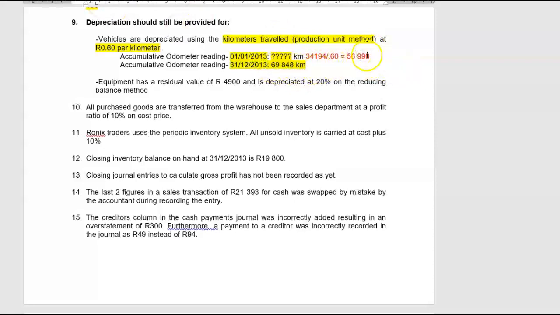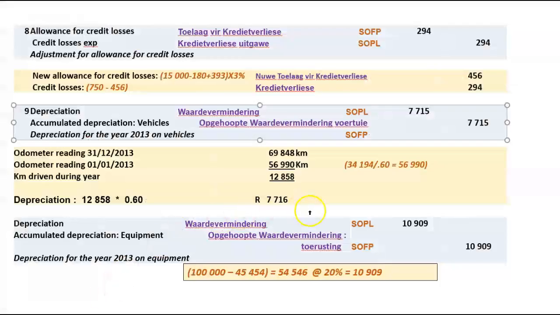And then the difference between those two multiplied, we have the rate per kilometer, 60 cents per kilometer. We're going to multiply the number of kilometers driven in the actual year with the 60 cents per kilometer to get to our depreciation charge.